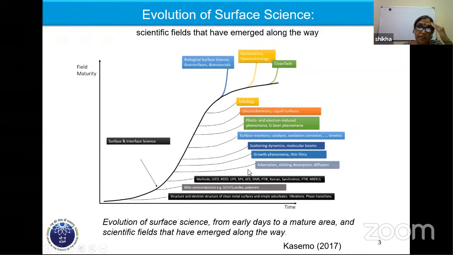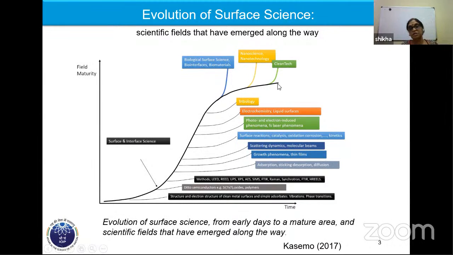Okay, so various phenomena like absorption, growth, scattering dynamics can be studied and have been studied. And so the fields have evolved through various generations. And I think at present, numerous studies are going on, as will come in the next slide. But primarily these have numerous applications in the field of nanoscience, biological, and clean energy.